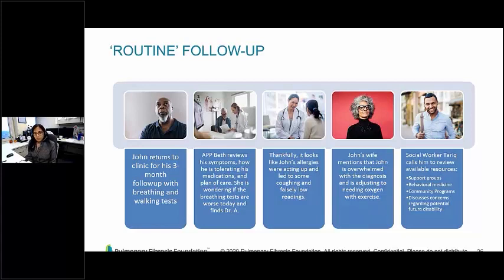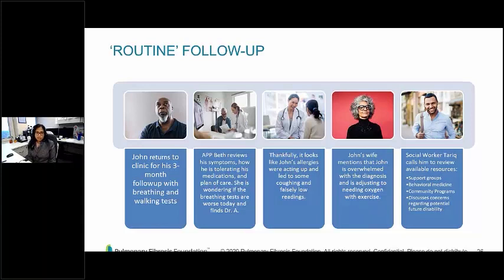So John, as we encourage actually all of our patients to come with a family member or friend to have another set of ears and another advocate. So John's wife is at the visit with him that day and mentions that John is overwhelmed. He would not tell us this, but she sees things and she's concerned. And so she feels like he's overwhelmed with the diagnosis, and he's still adjusting to the fact that he needs oxygen with exercise, and he's still adjusting to that.